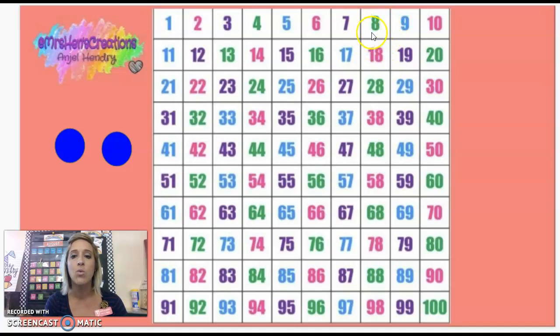All right, let's look at the number 8. Here's the number 8. Which number comes before, in front of the number 8? Before. The number 7. Good. Which number comes after the number 8? The number 9. Good job, guys.